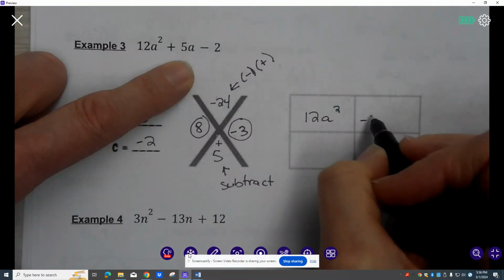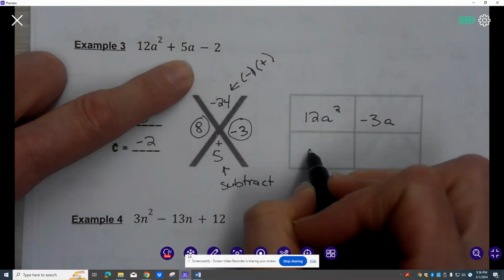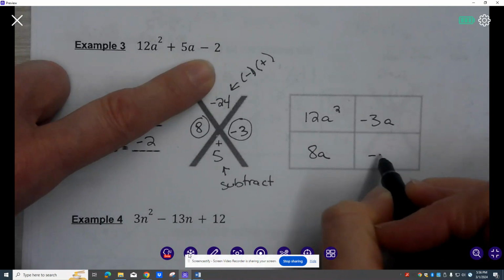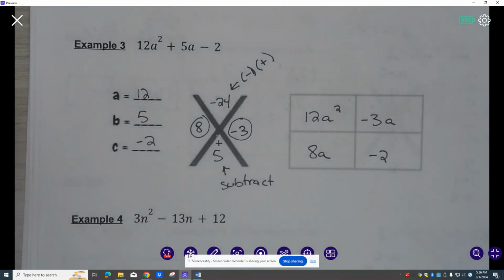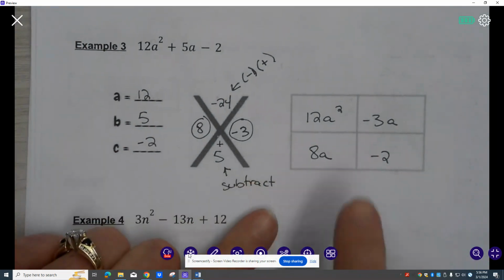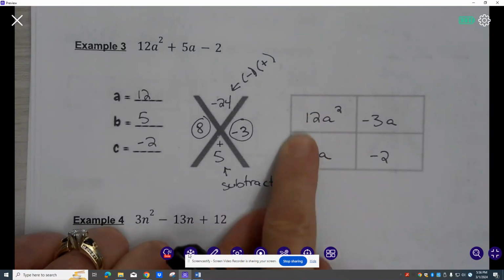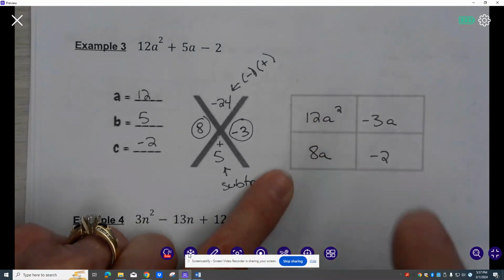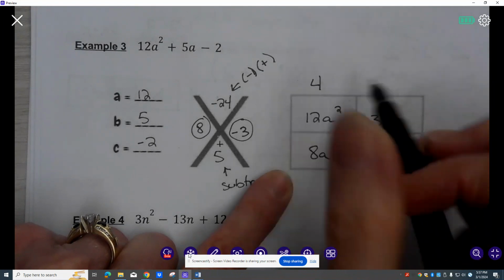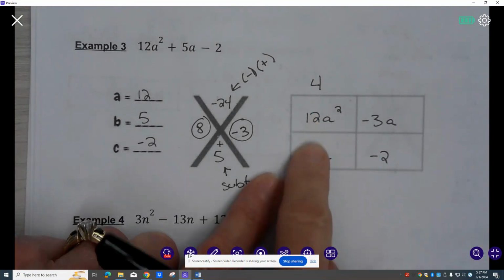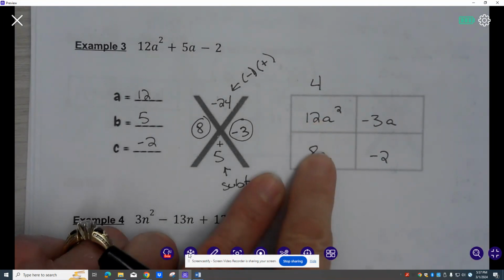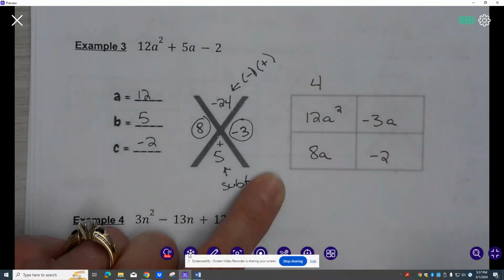Instead of the 5a, we decided to write negative 3a and 8a, and then the negative 2 goes at the end. And then if I look down this column, I see a 12 and an 8, and I know that the greatest common factor of 12 and 8 is 4.